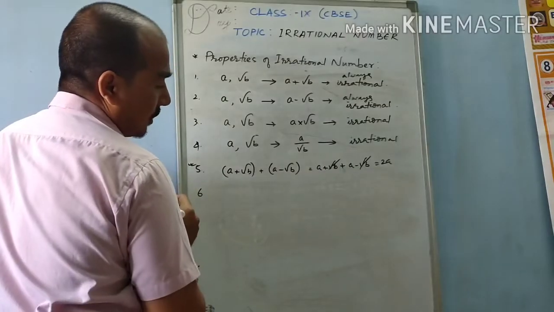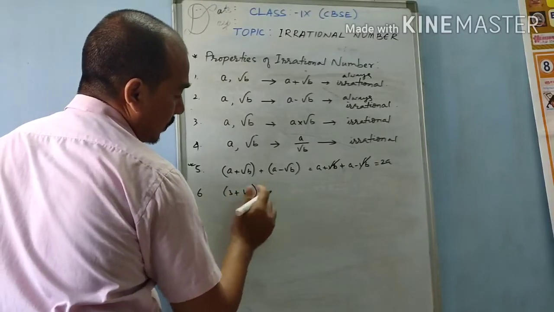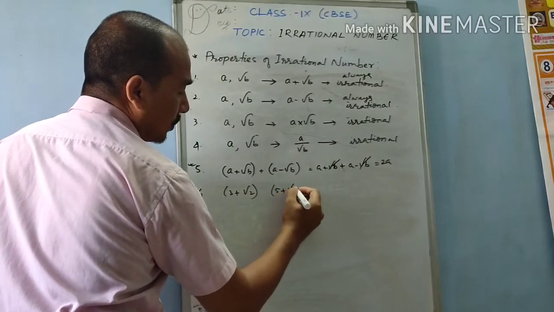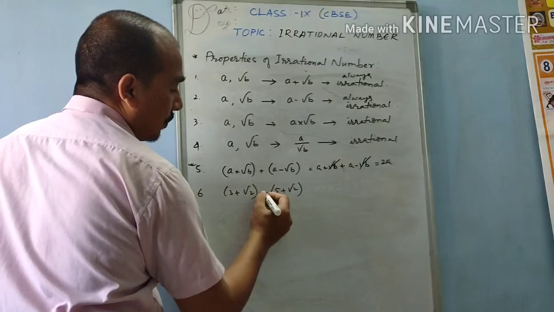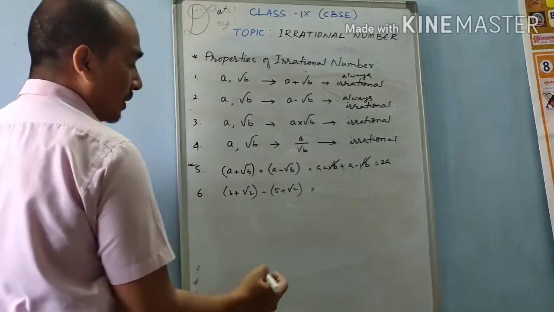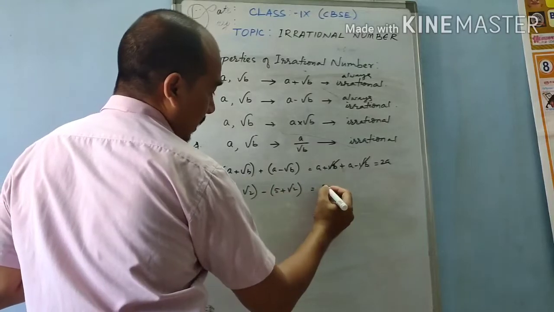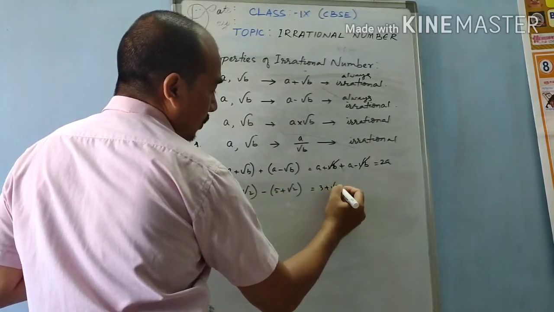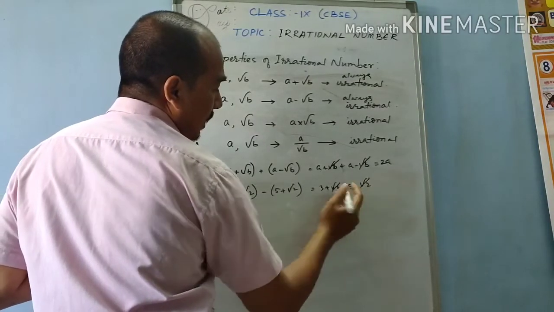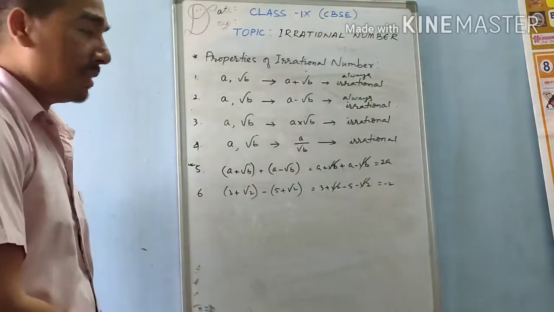Next property. 3 plus root 2 is one irrational number. Another one is 5 plus root 2. Now we want to find the difference of these two irrational numbers. What result will come? Let's see now. This is one irrational number. This is one irrational number. Then their difference: 3 plus root 2 minus 5 minus root 2. So root 2 and root 2 cancel. 3 minus 5 is equal to minus 2. So minus 2 is a rational number.